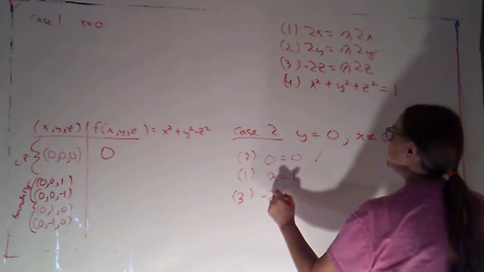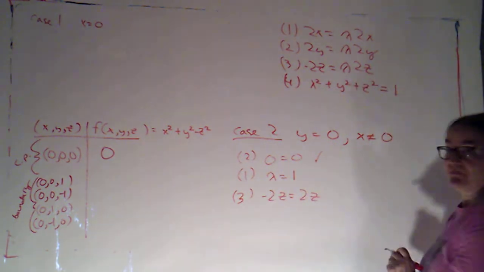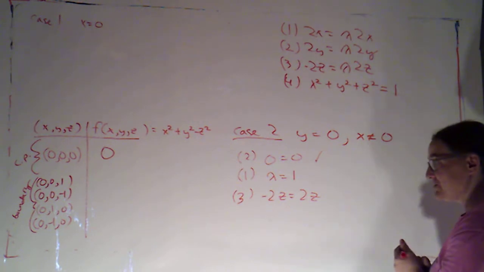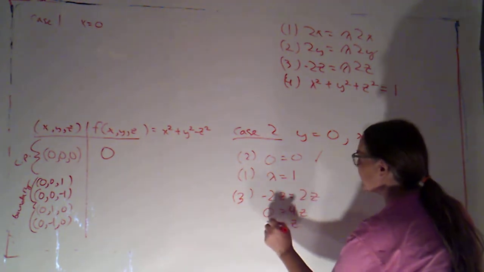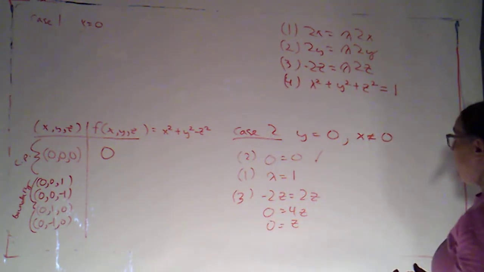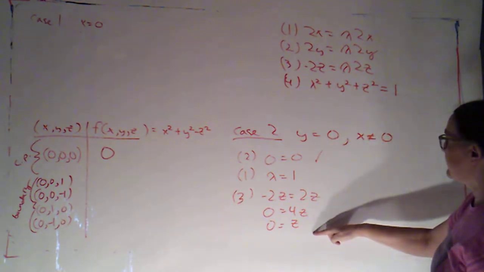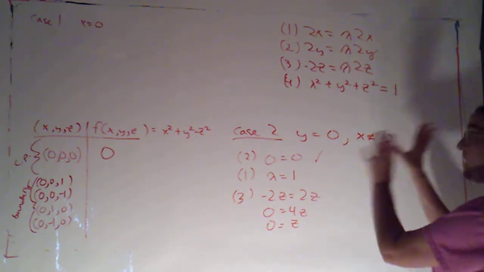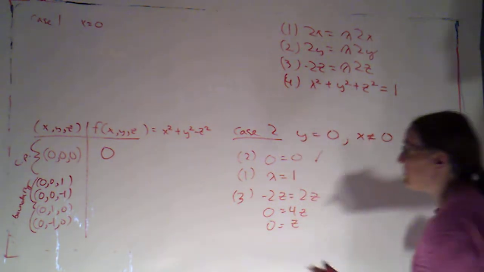That's helpful. Now let's move to equation 3. So negative 2z has to equal 1 times 2z. That does have a solution. Remember, that means 0 equals 4z, z equals 0. Okay. So we've got, let's see, y is 0 and z is 0. We haven't solved for x yet, but we know it's not 0. And we solved for lambda. We haven't used equation 4.